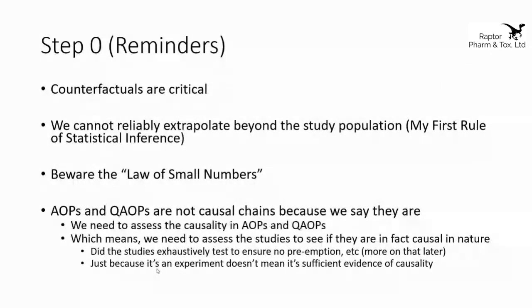That needs to be done in order to say that something is actually causal. And we don't have that, right? So just because it's an experiment doesn't mean it's sufficient evidence of causality, because we really do need to prove that but for, and we need to prove that but for completely.